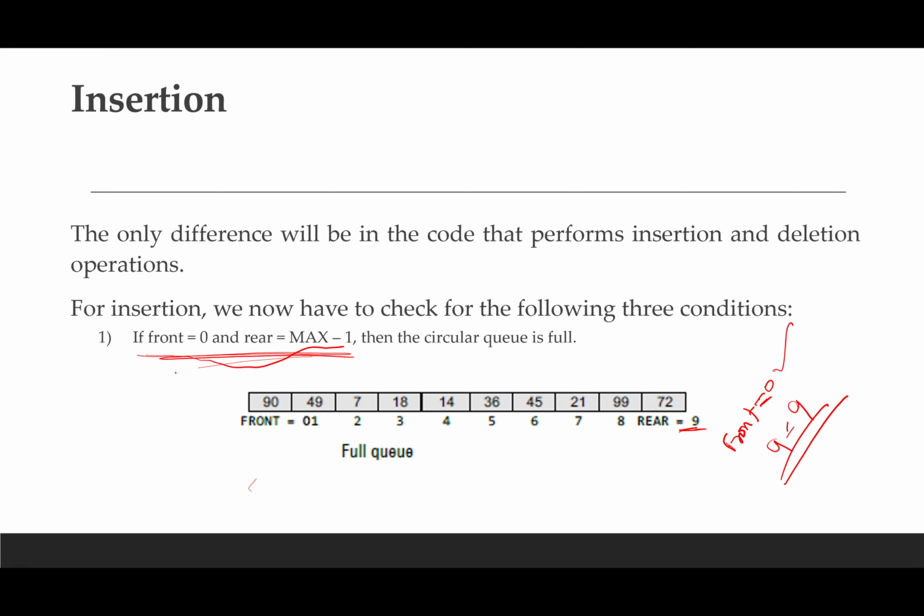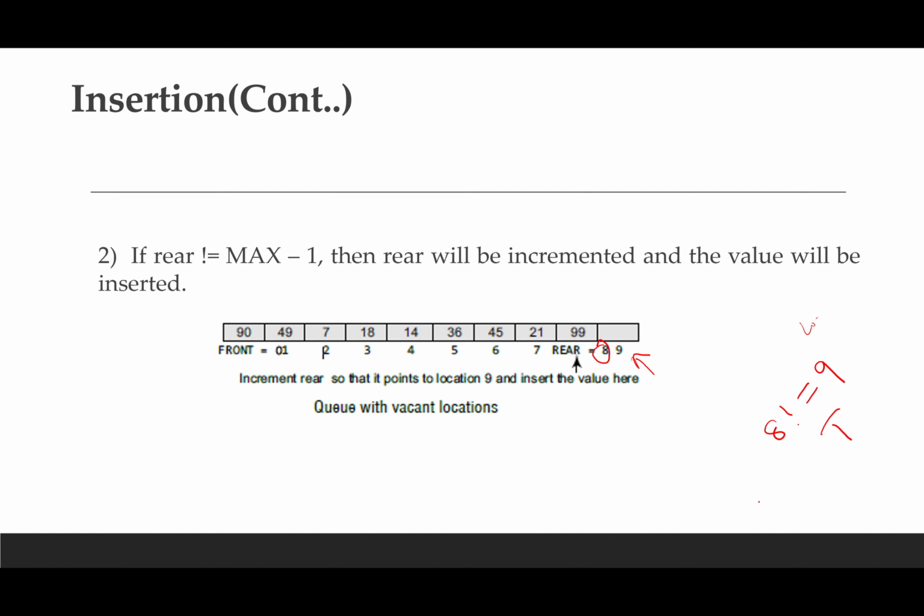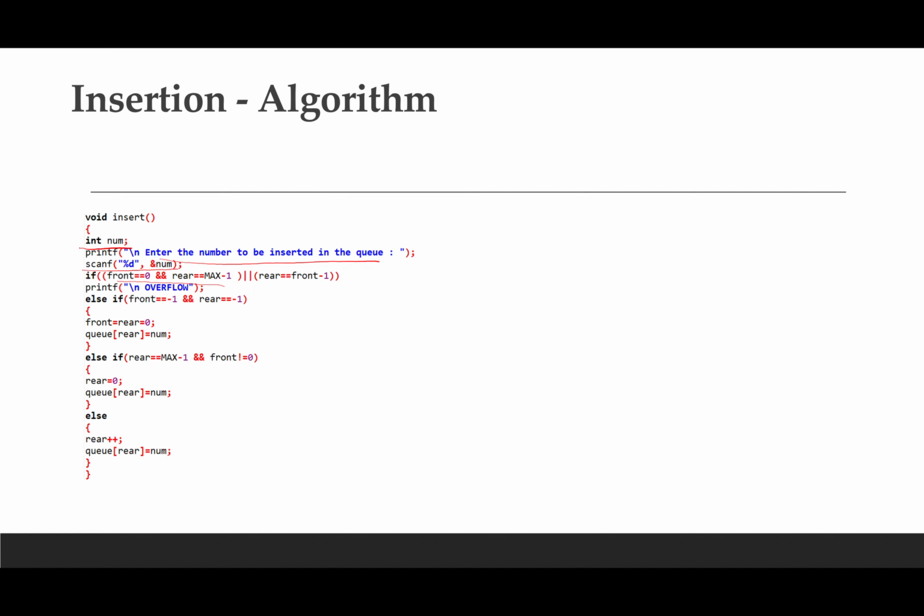What will happen if this condition is true? What is the meaning? The particular queue is full. So if this condition is true, it will print the message as overflow.